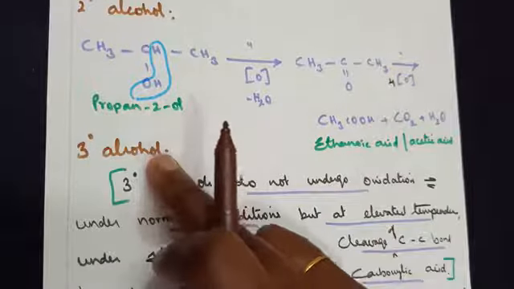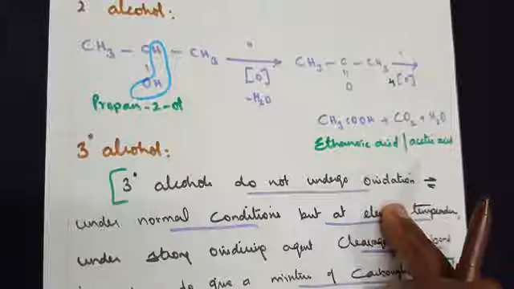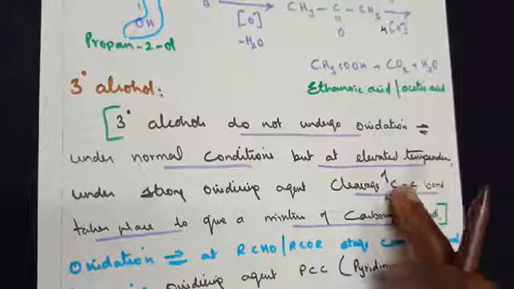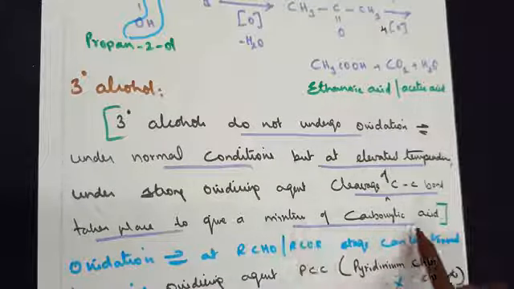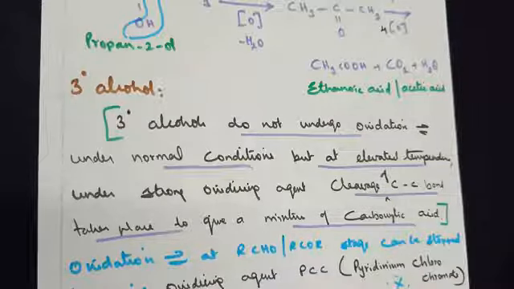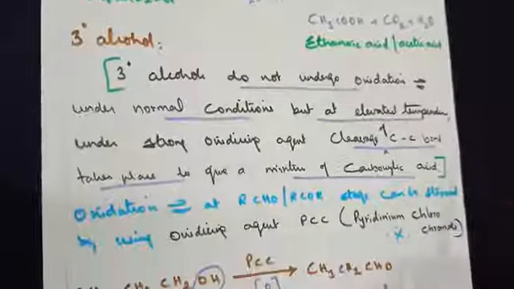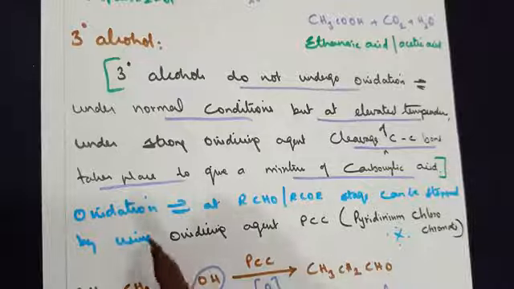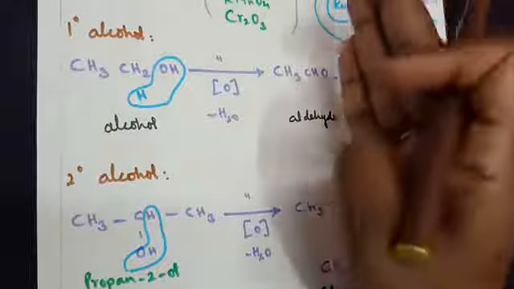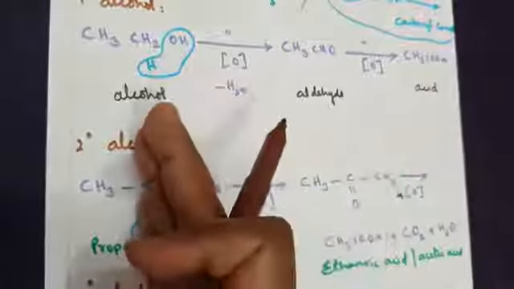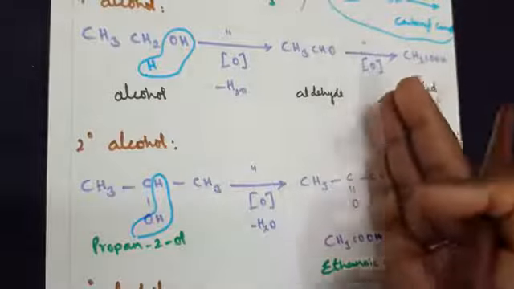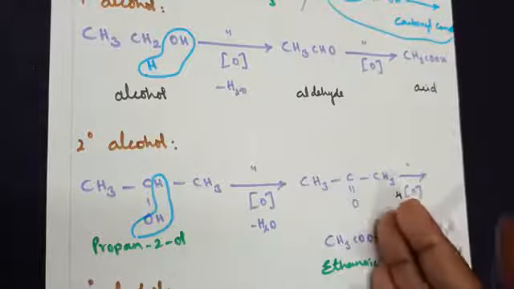In case of tertiary alcohol, when we increase the temperature, cleavage of the carbon-carbon bond takes place. As a result, we will get a mixture of carboxylic acids. One more important point to remember in terms of oxidation: primary alcohol is converted into an aldehyde and aldehyde is converted into an acid. Secondary alcohol is converted into a ketone and ketone is converted into an acid.